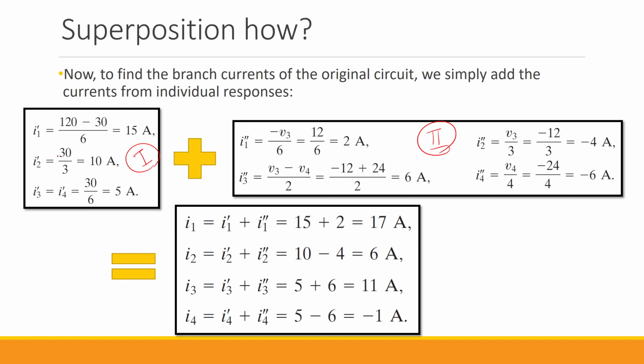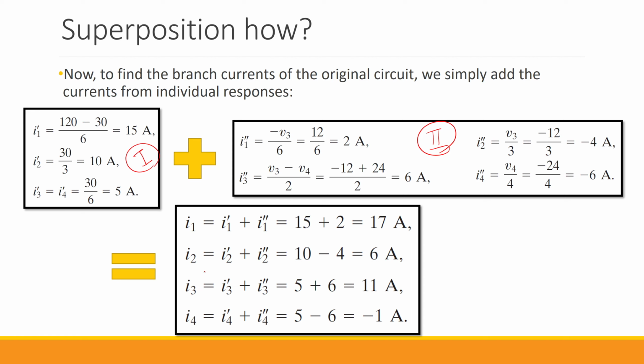So we have I1 prime to be 15, I1 double prime to be 2. So the I1 is going to be the sum of these two, 15 plus 2, 17. The I2 prime is 10 amps, I2 double prime is negative 4. So I2 is 10 minus 4, which is 6. And then the same goes for I3 and I4 as well.